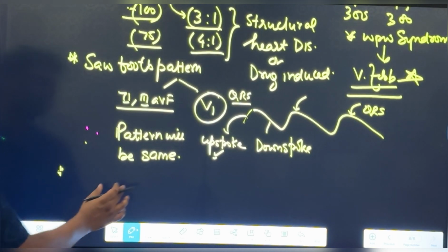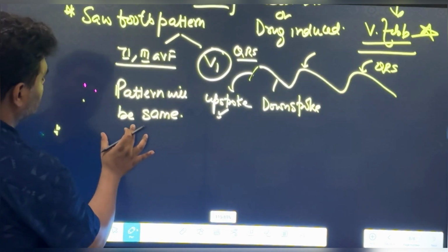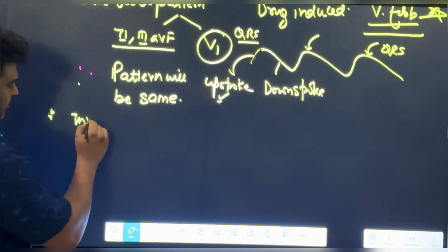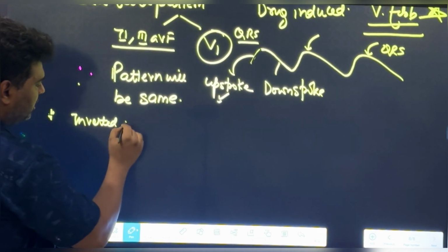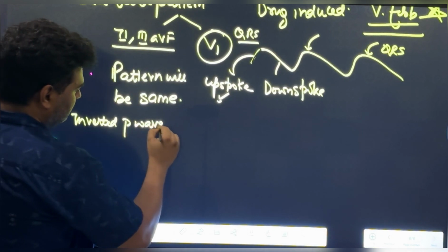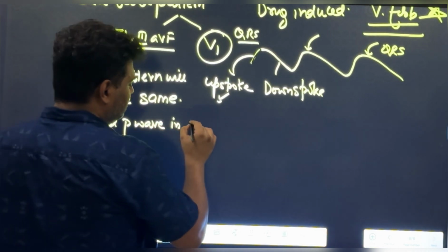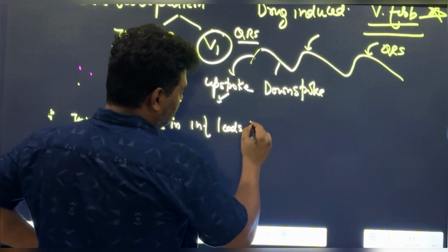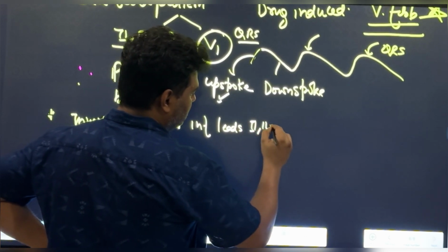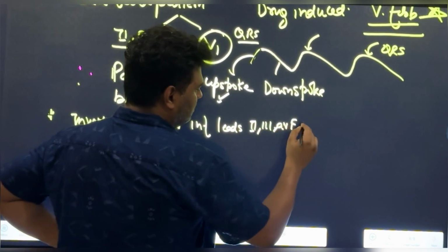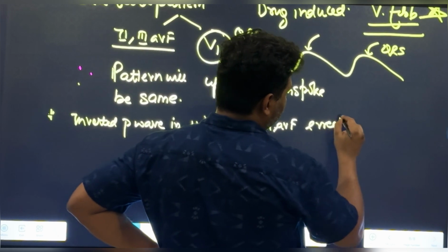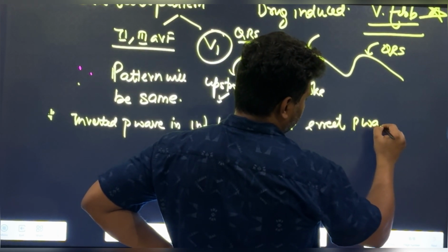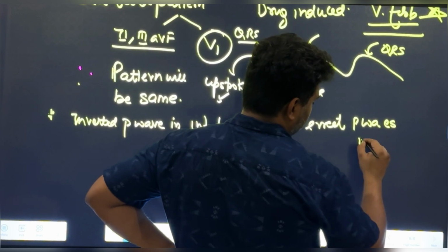Next point: if you see inverted P waves in the inferior leads, that is 2, 3, aVF, and erect P waves in V1.